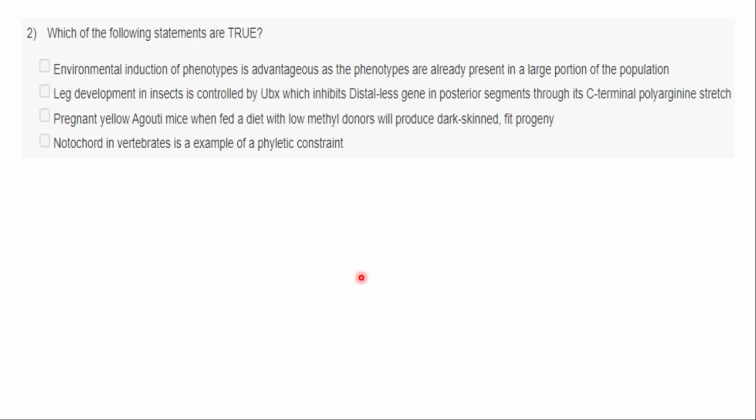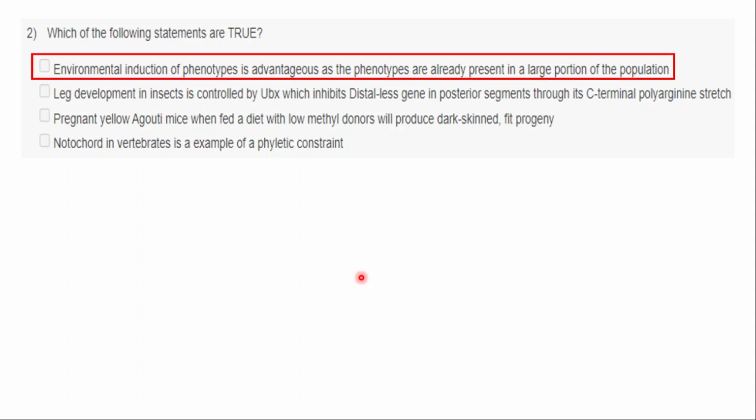So the first statement which is true is statement 1: environmental induction of phenotypes is advantageous as the phenotypes are already present in a large portion of the population. This is the first correct statement. And the next statement which is correct is statement 4: notochord in vertebrates is an example of phyletic constraint. So these two are the correct answers to this question.